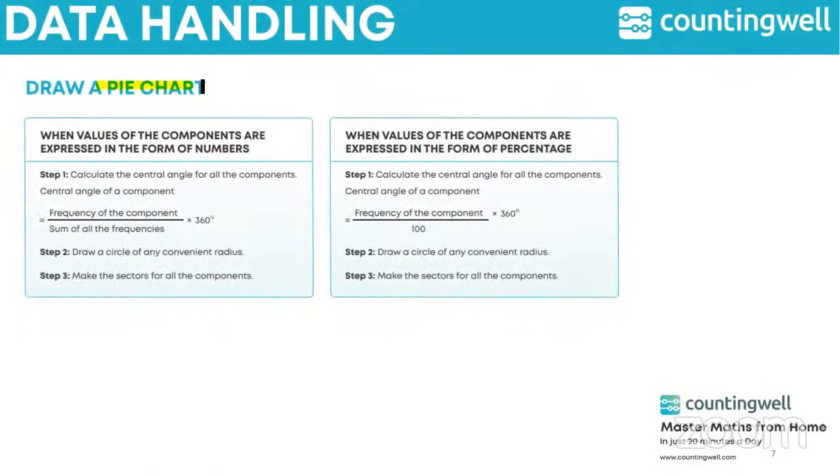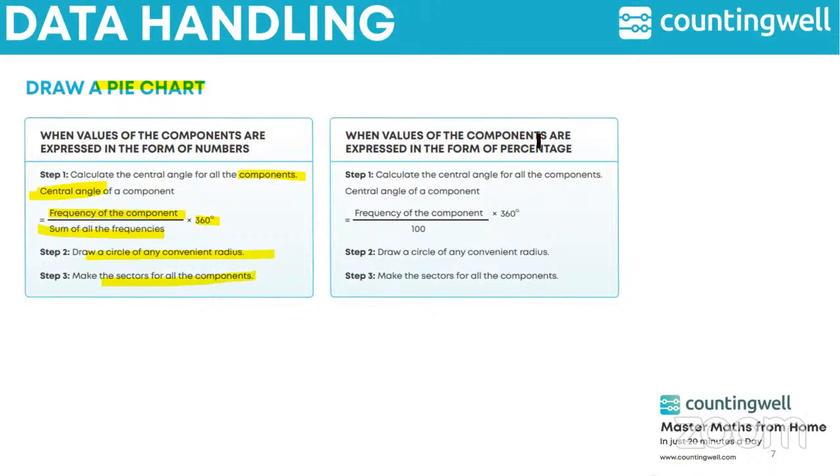Next, while drawing a pie chart, as I said, we are using percentage. So how to calculate this? First, we need to know the central angle of the component, and we have to calculate it for all the components. It will be the frequency of the component divided by the sum of all the frequencies, multiplied by 360. Then we have to draw a circle of any convenient radius. Don't take the radius too small or too large. It should be within the size of your paper. So you have to make the sectors for all the components.